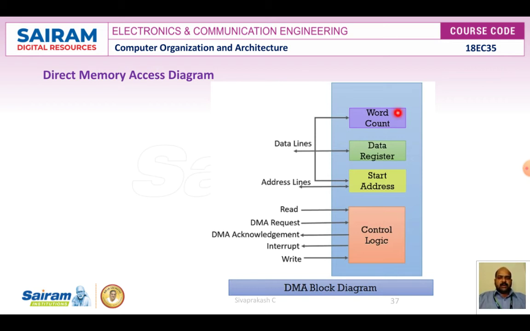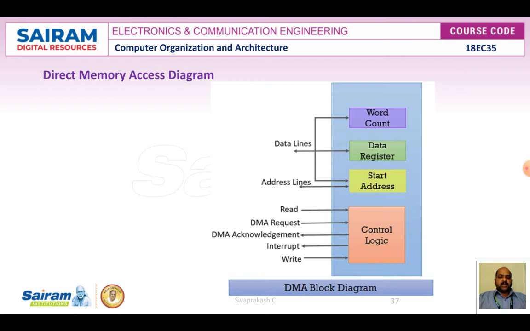How many data are to be read or how many data have to be written will be stored in the word count. Then the last one, the most important: the address of IO devices. The address of the IO device that wants to read or write the data is going to be stored in the data register.